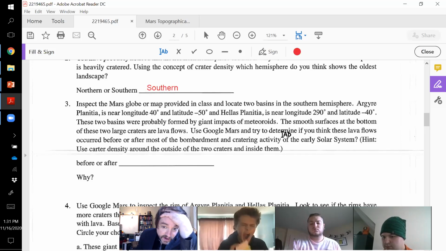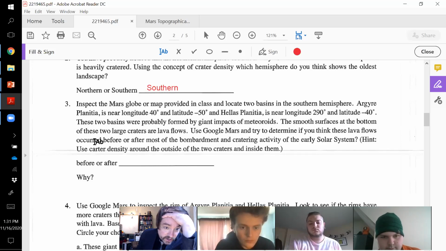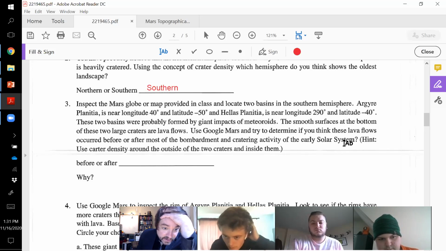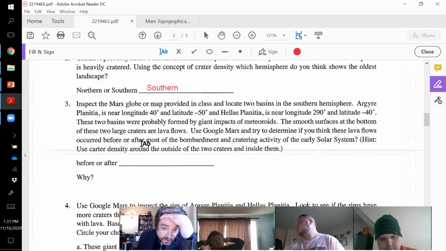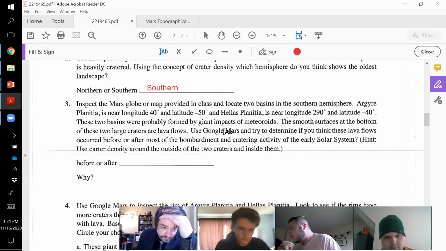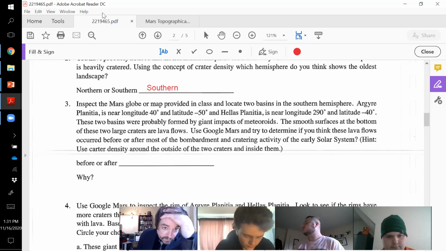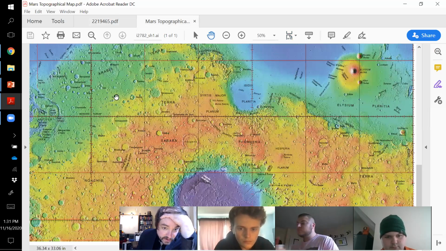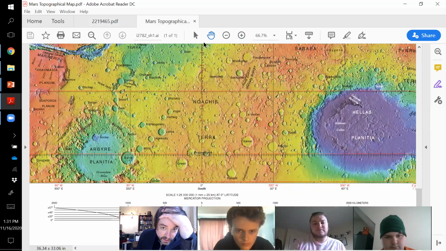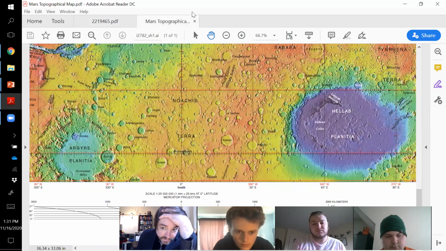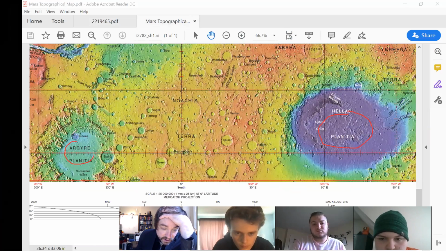Use the map and try to determine if you think these lava flows occurred before or after most of the heavy bombardment in the early solar system. Use crater density around the outside of the two craters and compare it to the density of craters inside. So the question is, did the lava flows occur before or after heavy bombardment? Here's Hellas Planitia and there's Argyre Planitia. What do you think, class? Did the lava flows in here occur before or after the heavy bombardment?